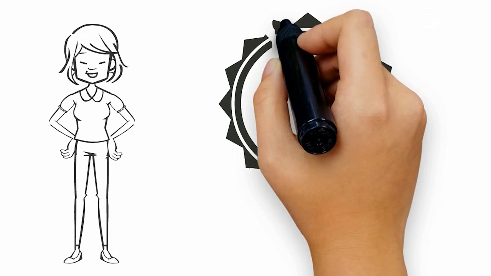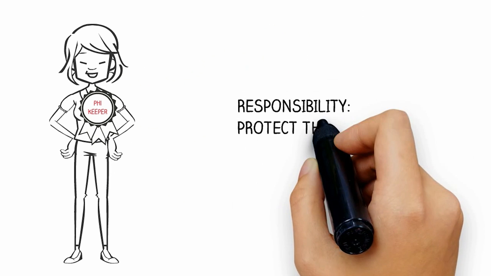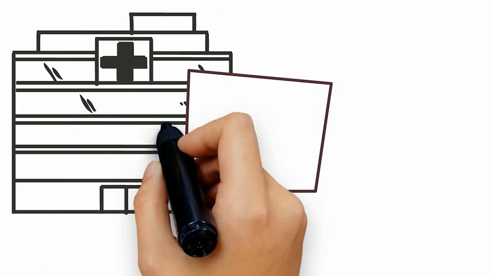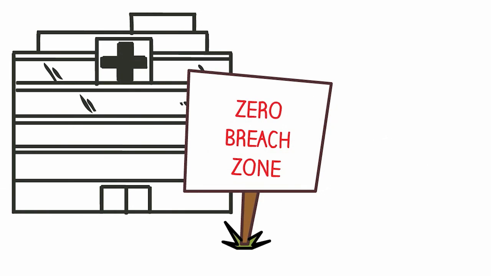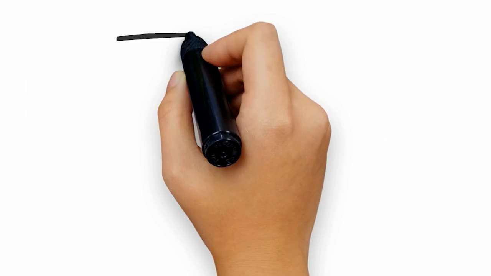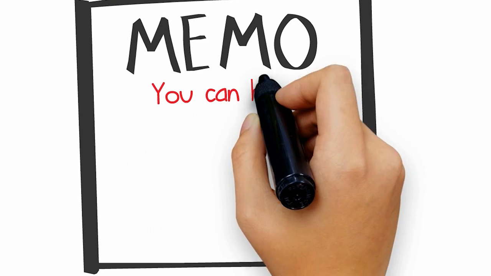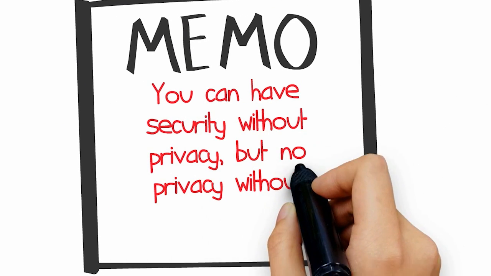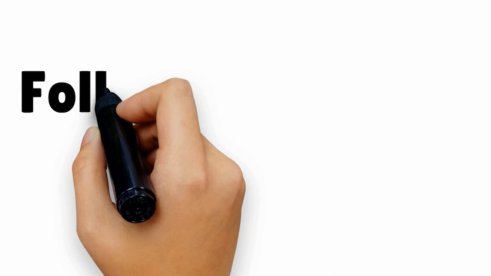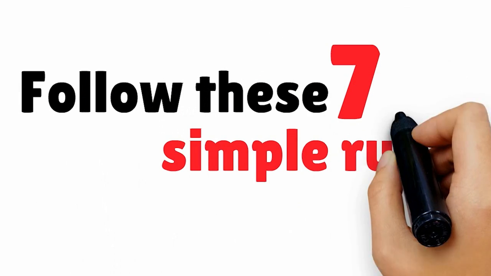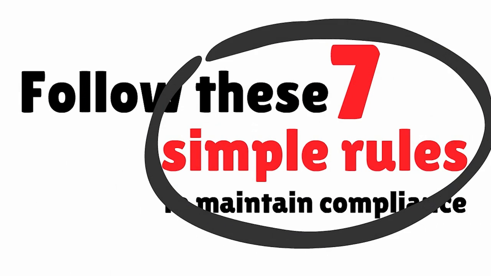Another important responsibility that you have as keepers of PHI is to protect the security of the information you collect. This ensures the security practices of your organization do not allow for breaches to occur. Remember, you can have security without privacy, but you cannot have privacy without security. Follow these simple 7 rules to maintain your personal PHIPA compliance.